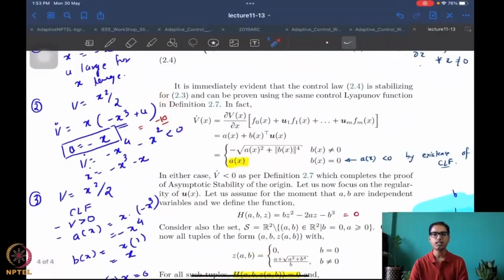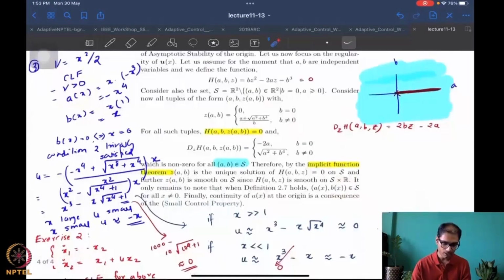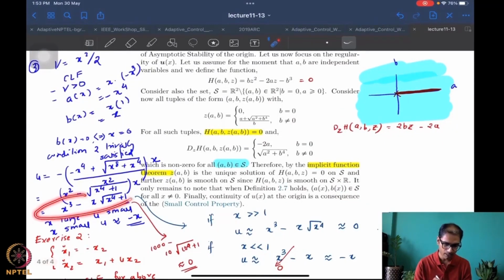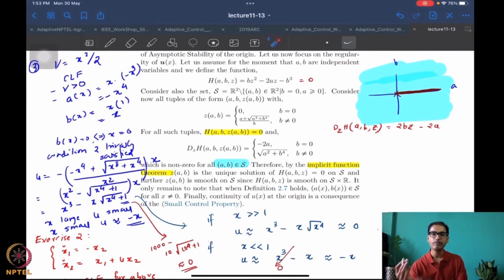So somehow the Einstein-Sontag formula, though the controller is rather complicated looking as compared to what we intuitively chose, has better properties. It gave me a small value of control when the state is really large, and when the starting states are really small, it is almost acting like a minus x. So this is excellent. This is a very good controller.